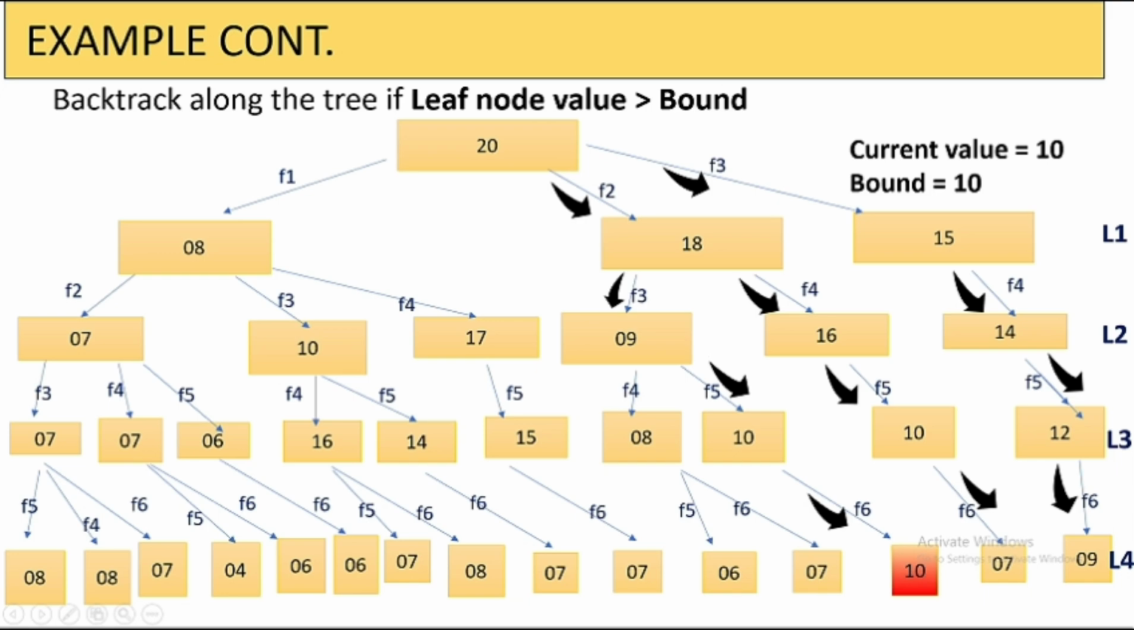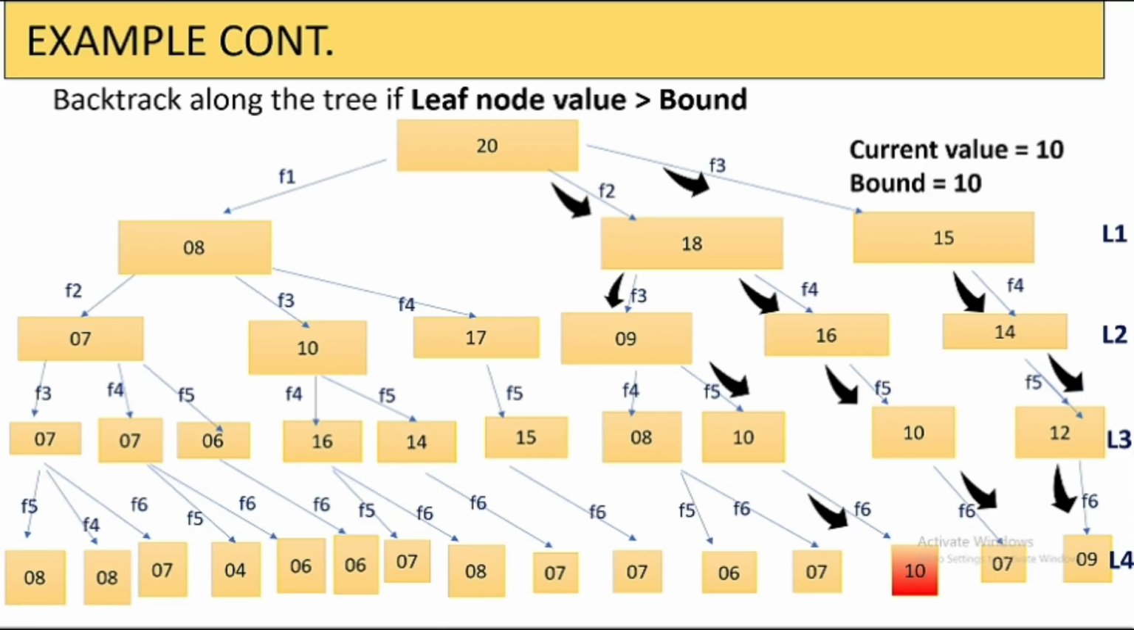I need to update the bound value only if the leaf node value is greater than the bound value. Here 7 is not greater than the bound value, which is 9. So I'm not going to update the bound value. My bound value remains as 9. Then again I'm going to backtrack and come through this node and continue.